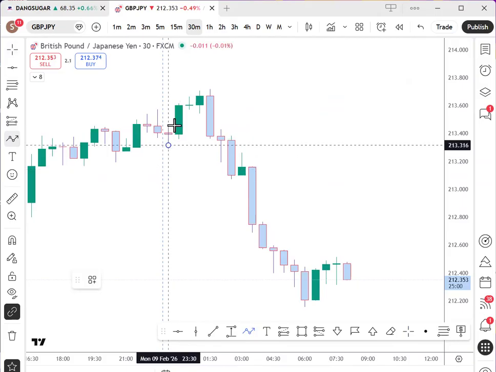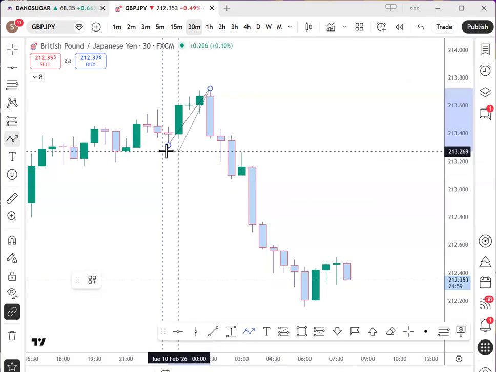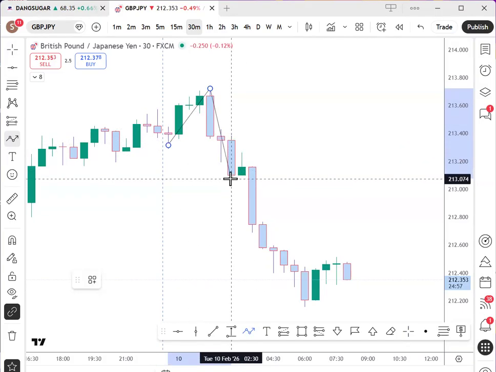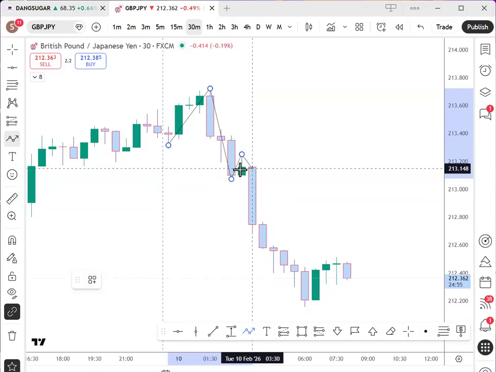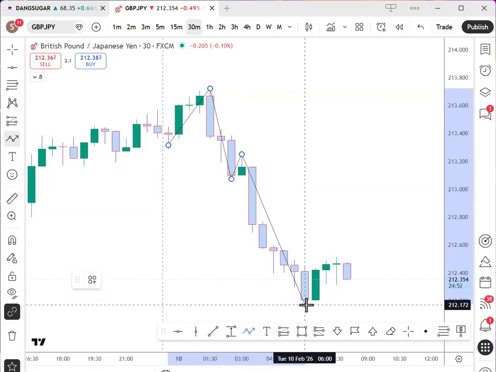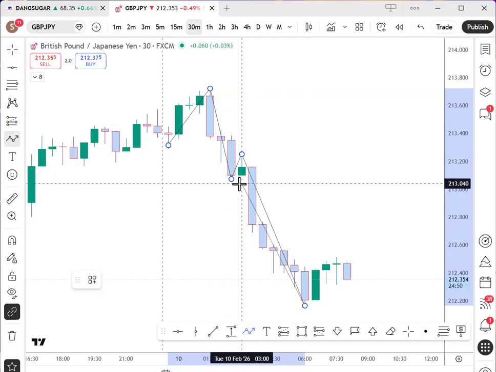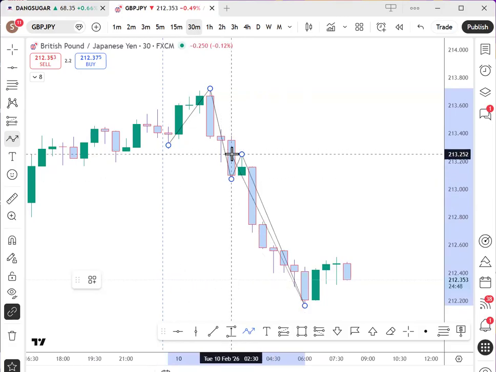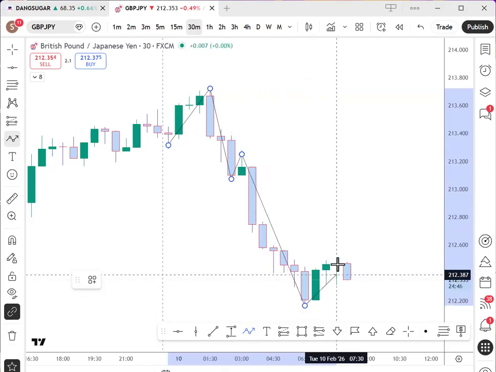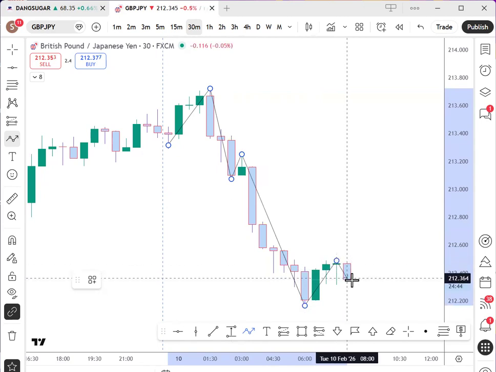You can see it started here, pushed up, pushed back down, a nice break of structure right there. You can see a pullback, right? Because this is an opposite candle, and then a break below, right? So another break of structure there. So first break of structure here, you have another break of structure here. Now price has pushed up and is beginning to come back down.